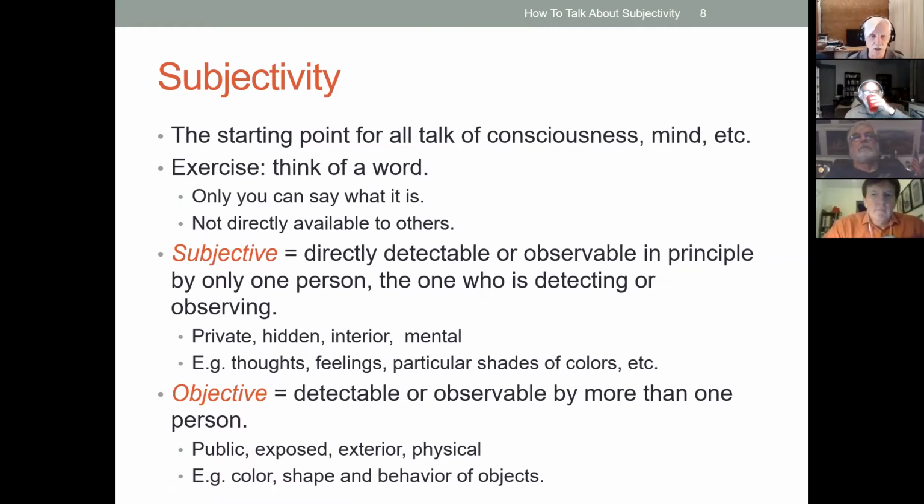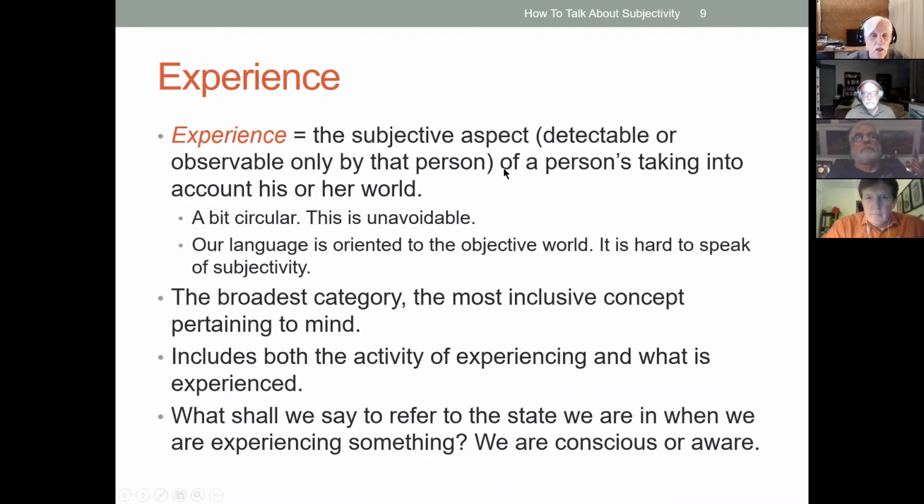That's how I use the term subjective and objective. It's basically private and public, interior, exterior. Now, I want to use the term experience to mean the subjective aspect of a person's taking into account his or her or their world. By subjective, remember, I mean detectable or observable only by that one person. So the aspect of a person's taking into account their world is the subjective aspect, is experience.